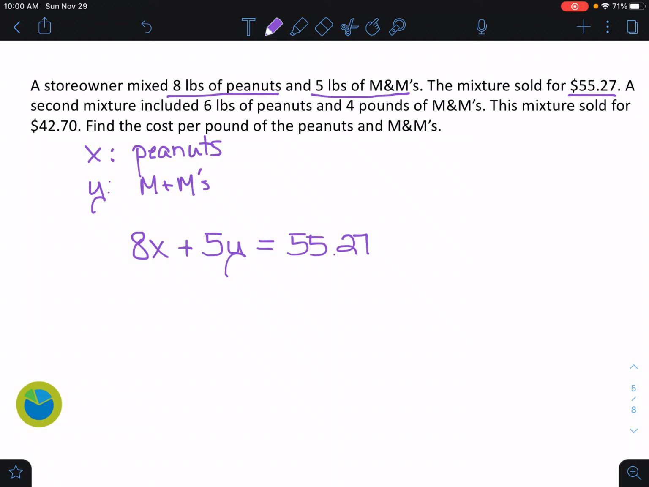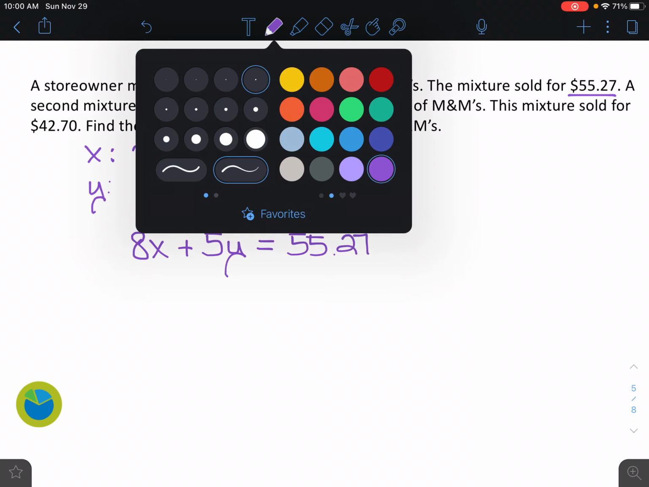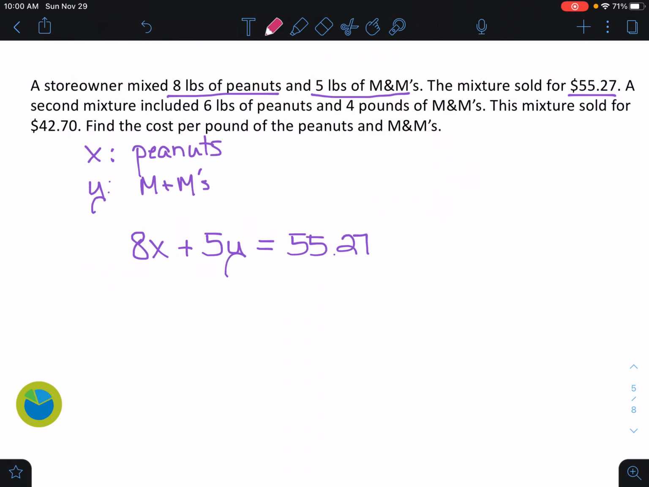And now we want to do our second one here. It says a second mixture was 6 pounds of peanuts, 4 pounds of M&Ms, and that total is $42.70. So this one will be 6x plus 4y equals $42.70. Okay, so now you've set up your system of equations. Now we're going to solve.